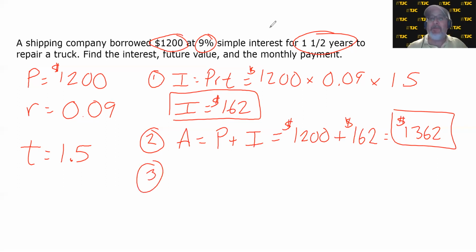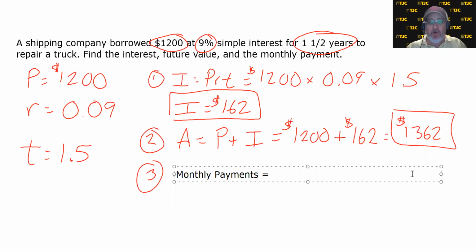But for the monthly payments, we really haven't written down a formula for monthly payments. So I think I'm going to type one up real quick. There's not a variable for monthly payments. So we'll just say monthly payments is equal to the future value divided by the number of months. Makes perfect sense. You owe me this much money. You want to spread it out over so many months. Let's divide.